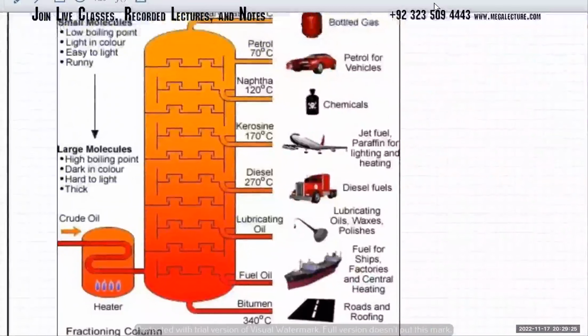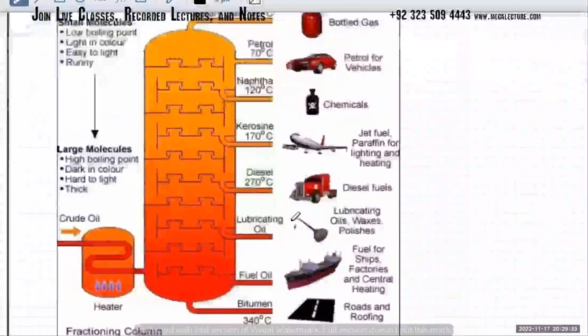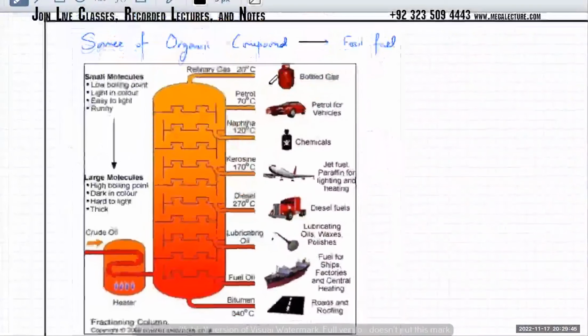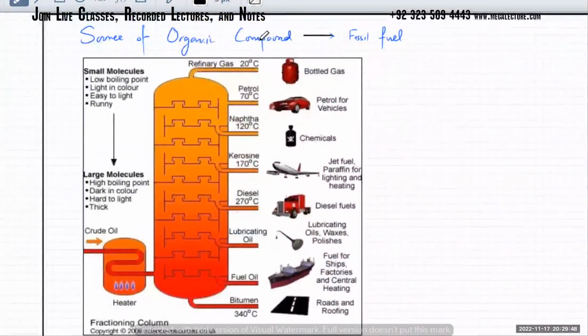ठीक है, दिस इज वेयर यू get all your fossil fuels, your bitumen, your fuel oils. इन दोनों की पोजीशन आई थिंक उल्टी की हुई उन्होंने. Lubricating oils, waxes, etc. are at the bottom next to bitumen. You've got fuel oil or furnace oil, ships, factories, etc. Then you've got diesel, kerosene, naphtha, petrol, or refinery gas. So you get all these molecules.